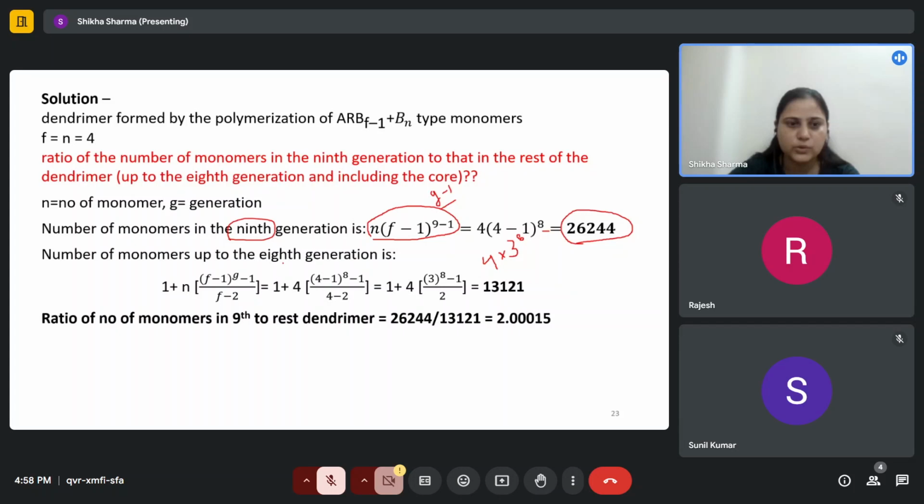Now we need to take the ratio of the monomers in the ninth generation to those up to the eighth generation, right? For the rest of the generations, the formula is 1 plus n, the number of monomers, multiplied by f minus 1, the functionality minus 1, to the power g, the generation, then the whole is minus 1, and in the denominator it is divided by f minus 2, the functionality minus 2. This equals 1 plus 4, the number of monomers, multiplied by 4 minus 1, to the power g, which is 8, since we need to calculate till the 8th generation.